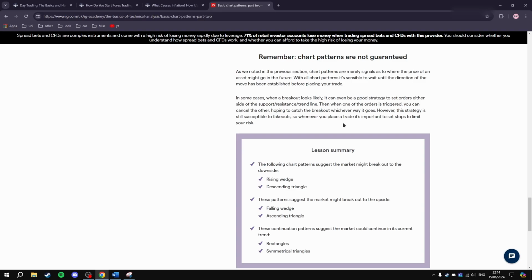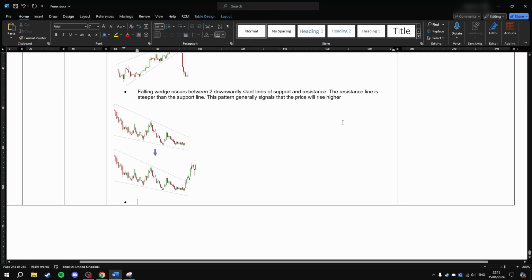Remember, chart patterns are not guaranteed. As we noted in the previous section, chart patterns are merely signals as to where the price of an asset might go in the future. With all chart patterns, it's sensible to wait until the direction of the move has been established before placing your trade.